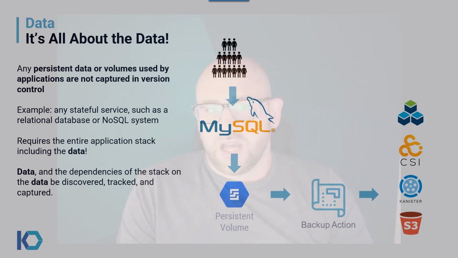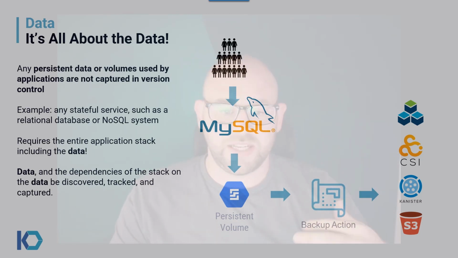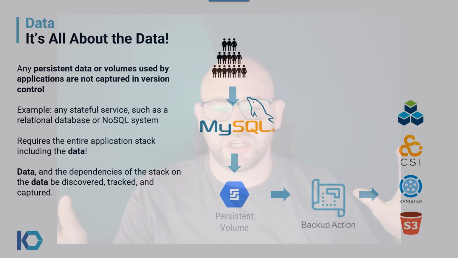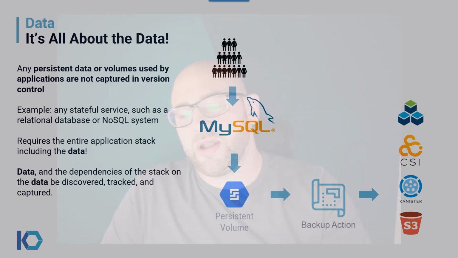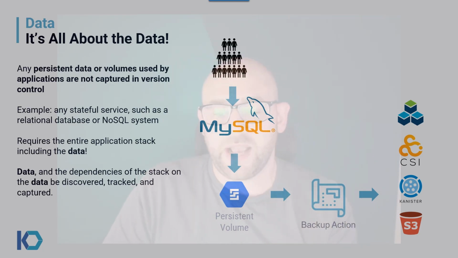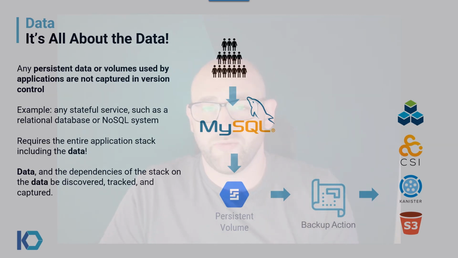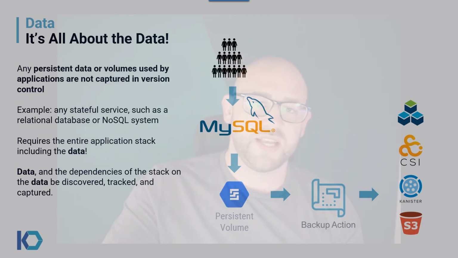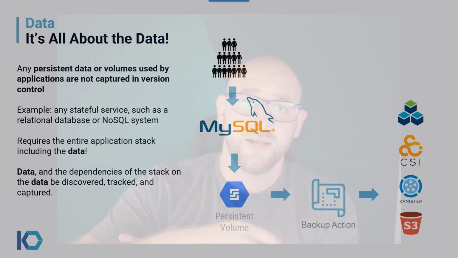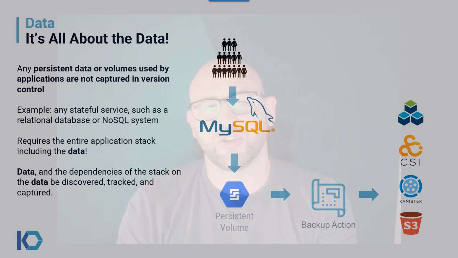So as I kind of touched on, any persistent data or volumes used by applications are not captured in version control. So any stateful service such as MySQL or a NoSQL system is not being captured. So what we're going to be doing in the demo later is we're actually going to perform the backup action prior to any code changes so that we've got a good fast recovery point. Now for that recovery point, for speed in the demo, I'm just going to be using a local snapshot, a CSI snapshot, and that's going to give us a very fast recovery point.